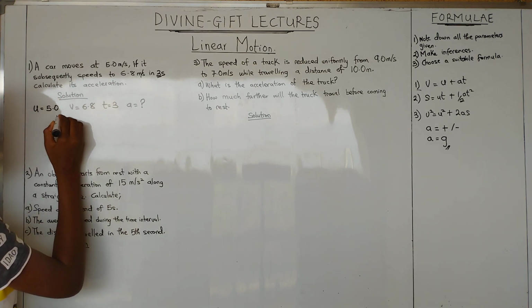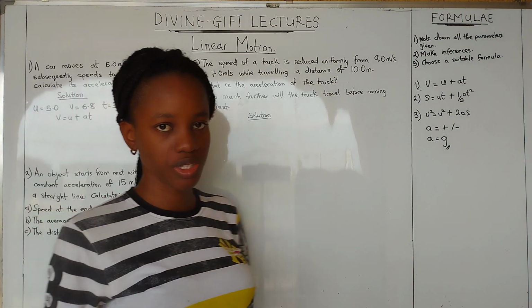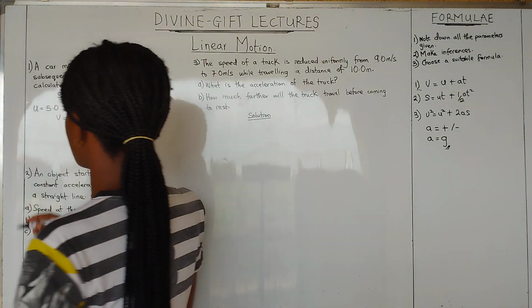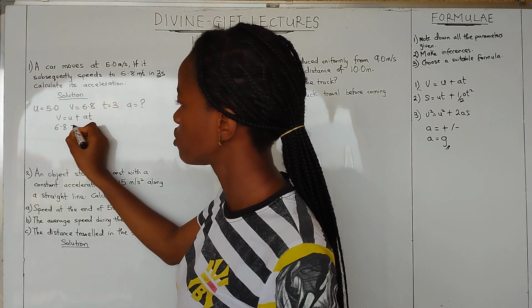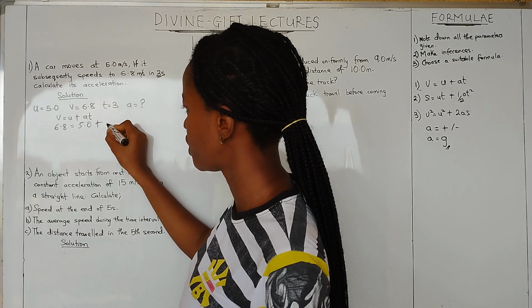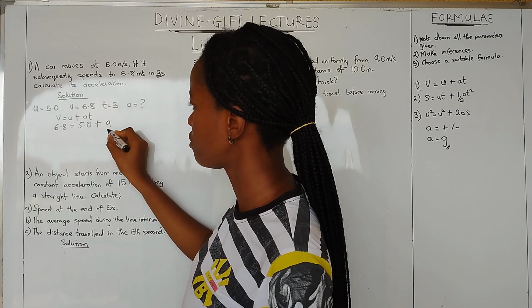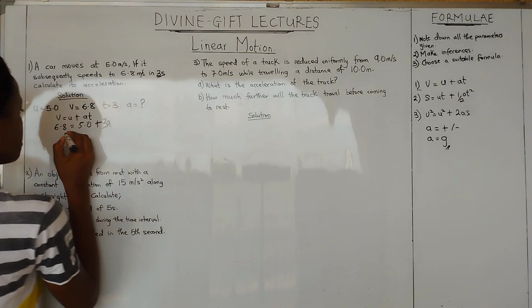V is equal to U + AT. So with that, you start solving. Now we put in V, which is 6.8, equal to 5.0 + A, we are looking for A, and T is 3. So we have 3A. Now we collect like terms.